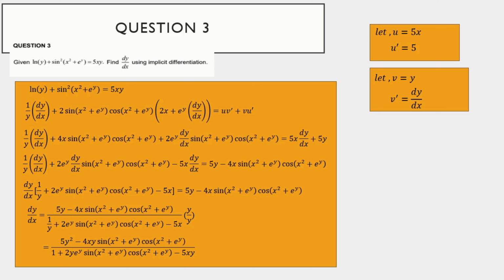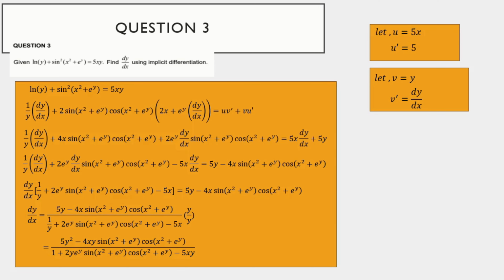Next, we differentiate sin (x squared plus e to the power of y). We differentiate it and it will become cos (x squared plus e to the power of y). After that, we need to differentiate again the x squared plus e to the power of y. So the answer for that is 2x plus e to the power of y times dy over dx.